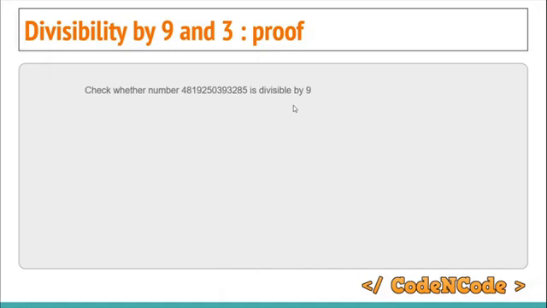Same goes for 3. Nothing changes. Now the question is why this works. What is the proof of this thing? So we are going to look at the proof, and we are going to prove why this works. Now I'll be taking a smaller example. You can prove it, you can generalize it. This is not something very hard to generalize.